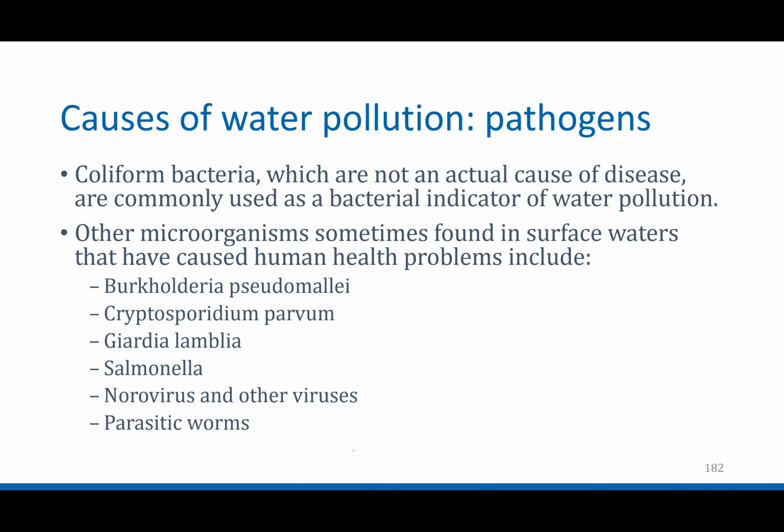So these are different types of pathogens I have listed here. Coliform bacteria, not an actual cause of disease, but are used as an indicator of water pollution. Then other organisms found in water that would cause human health problems. So I might ask you to list one of these or pick one out of a multiple choice or something. Don't worry about the spelling. I'll probably have these as a multiple choice.